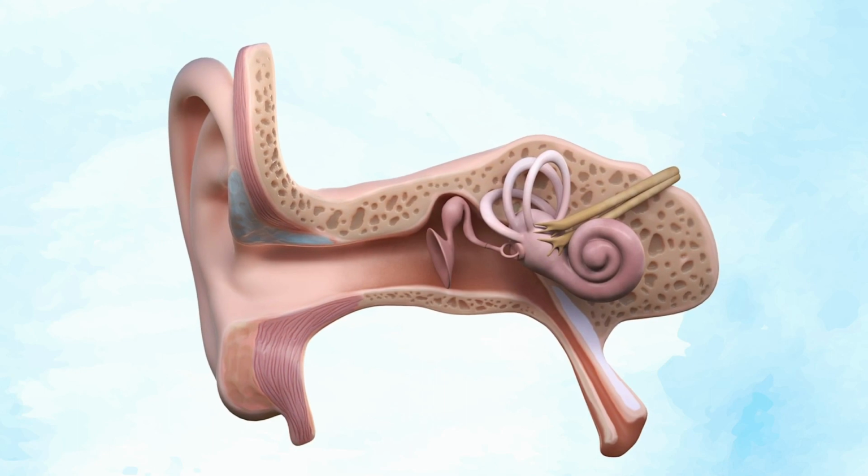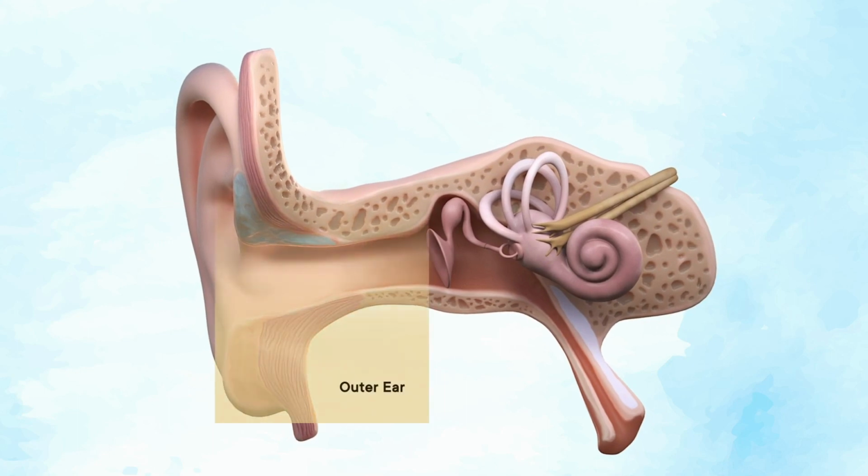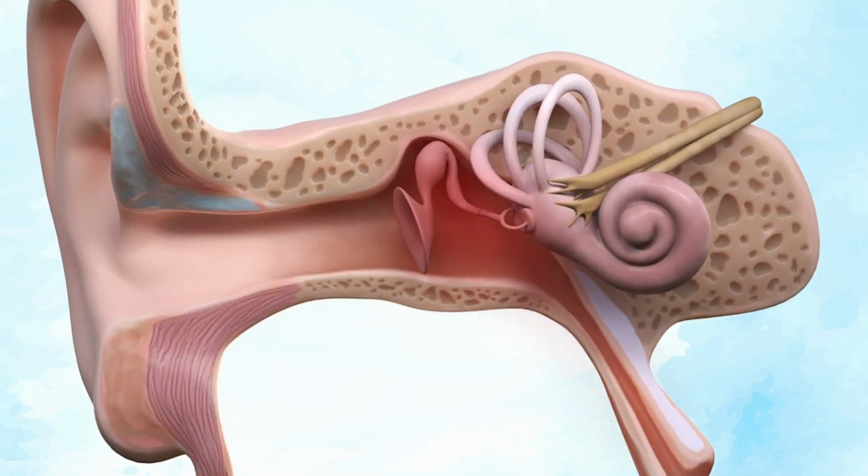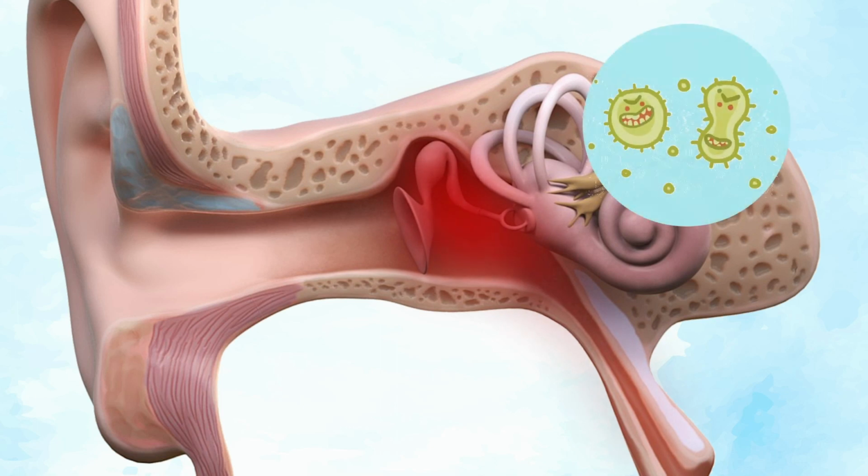The ear is made up of three parts: the outer ear, the middle ear, and the inner ear. Otitis media occurs when the middle ear becomes inflamed and infected, often due to bacteria or viruses.